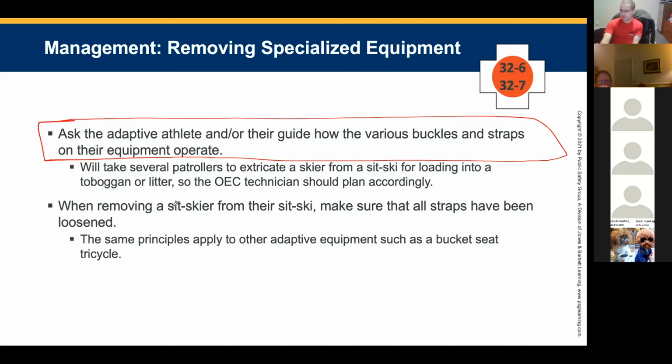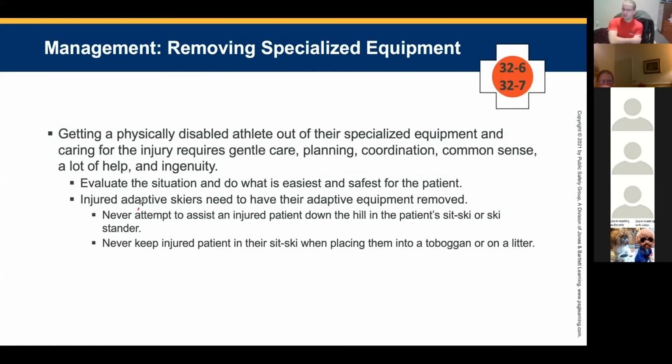When we're removing a sit skier from their ski, make sure all straps have been unbuckled and loosened.